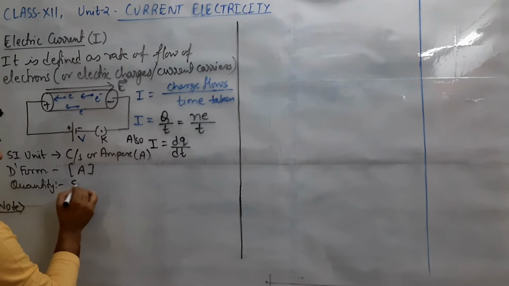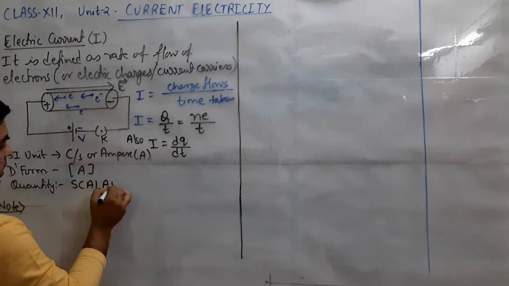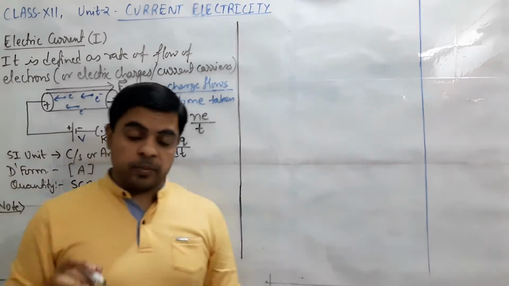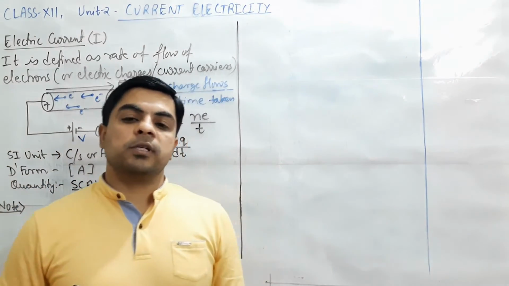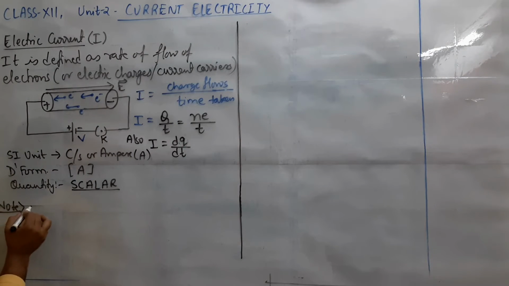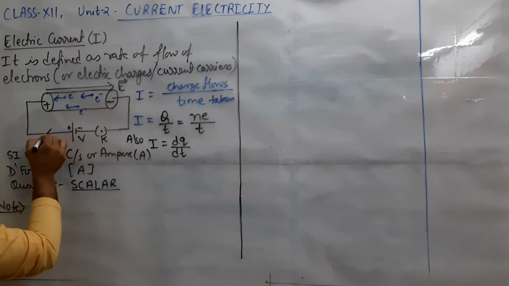Then the quantity here, this is a scalar. This quantity is scalar, but there is one controversial question with respect to this, and that is what? That we used to express the direction of current.